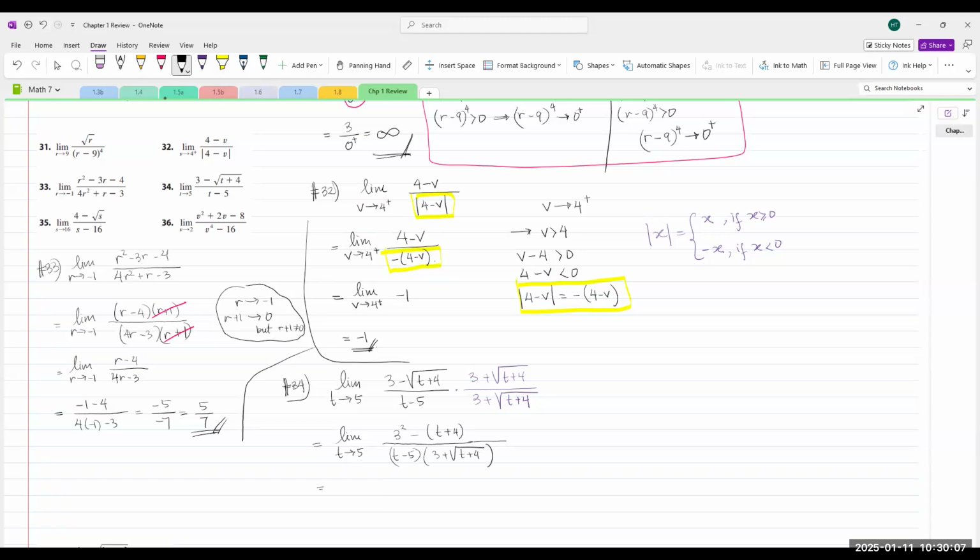And then let's simplify. This is the limit as t goes to 5 of 9 minus t minus 4 over t minus 5 times 3 plus square root of t plus 4. Let me continue here. This is the limit as t goes to 5 of 5 minus t over t minus 5 times square root of t plus 4.